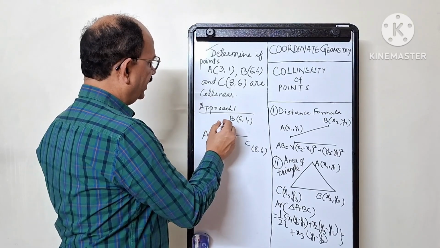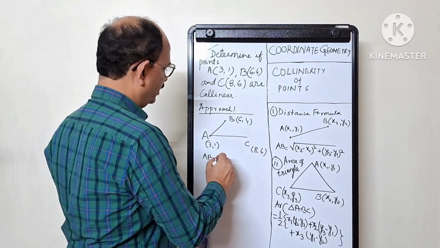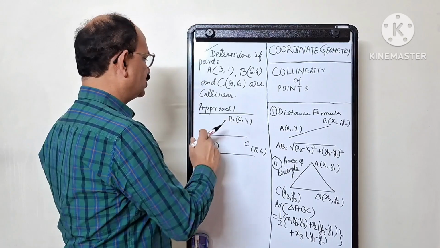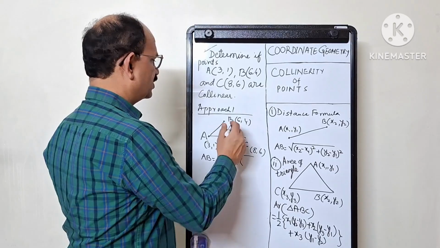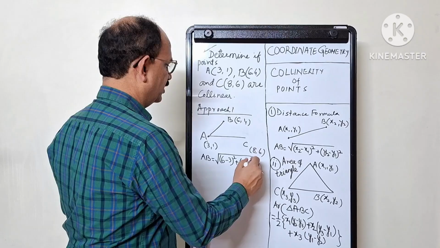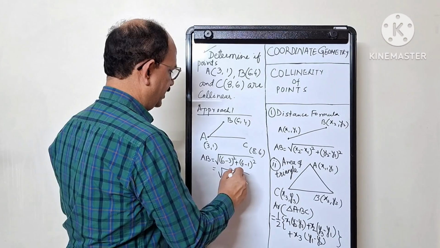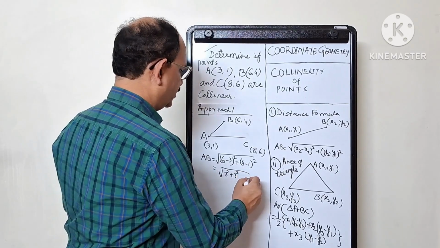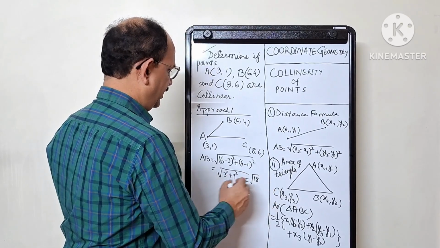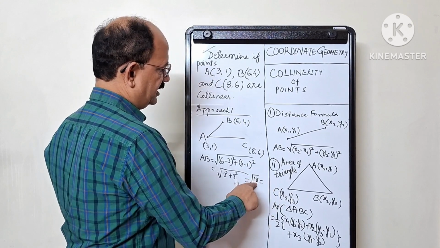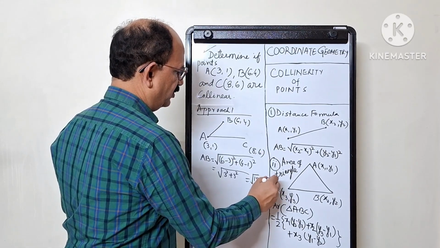So what will be the value of AB? AB will be equal to the square root of x2 minus x1, that is 6 minus 3 the whole square, plus y2 minus y1, which is 4 minus 1 the whole square. This becomes equal to 3 square plus 3 square, which is equal to the square root of 9 plus 9, 18, and because 18 is 9 into 2, it can be written as 3 root 2.